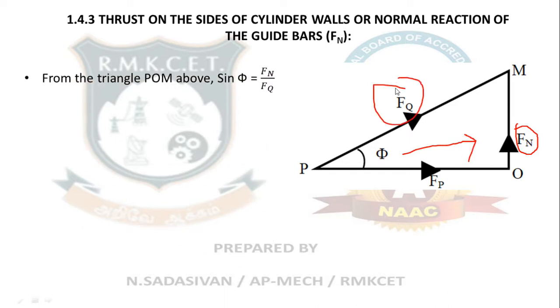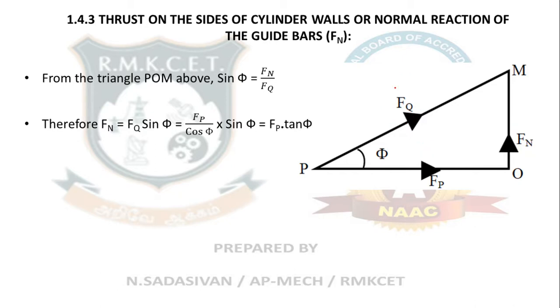Okay, so from the triangle, sin phi equals Fn by Fq, opposite side by hypotenuse, right? Therefore Fn equals Fq sin phi. You can just stop it there, or you can write in place of Fq the formula of Fq, Fp by cos phi into sin phi, correct? Because Fp by cos phi is nothing but Fq. I am just substituting what I have derived earlier for Fq.